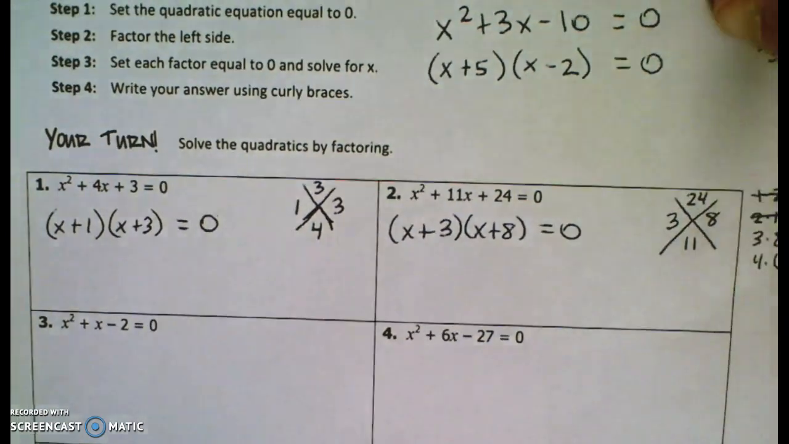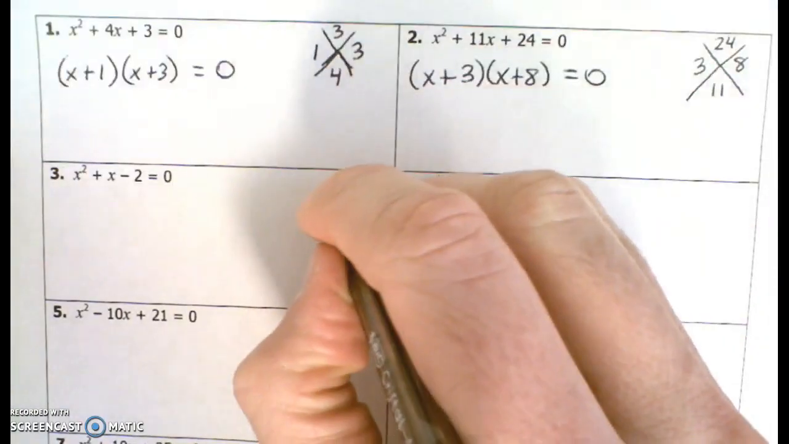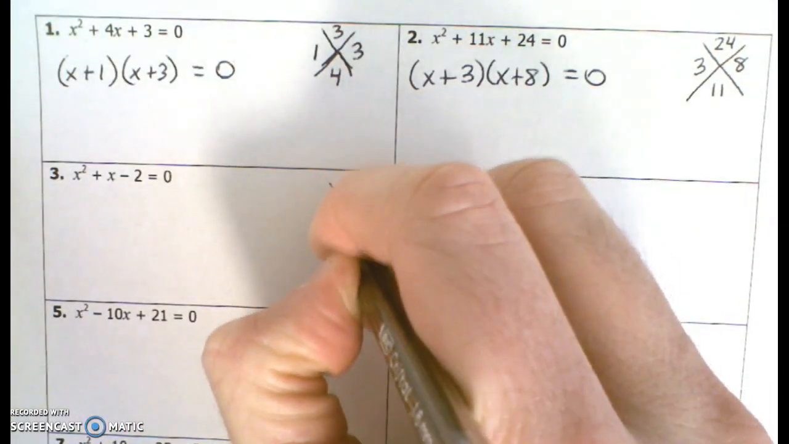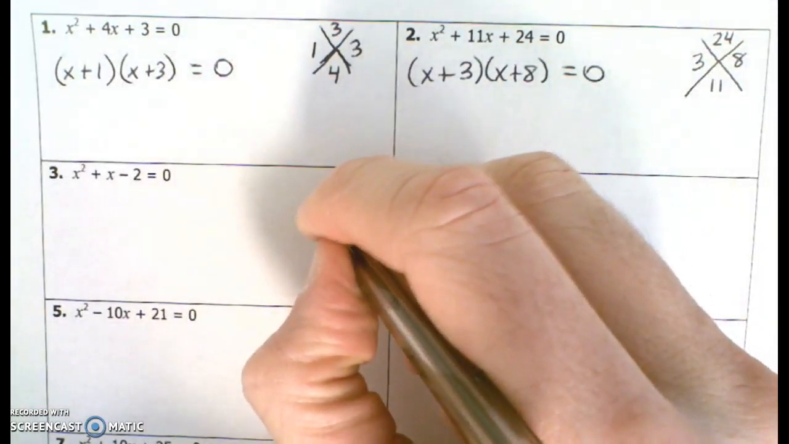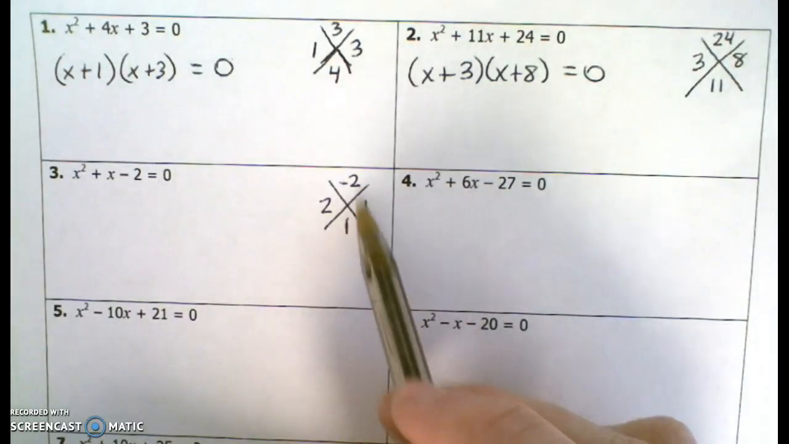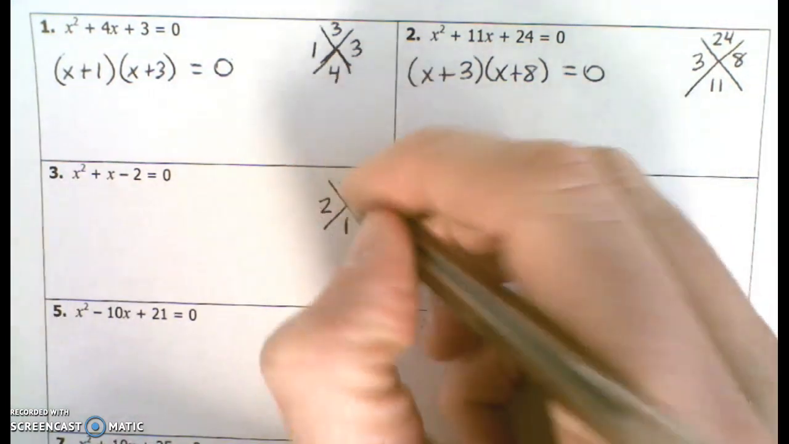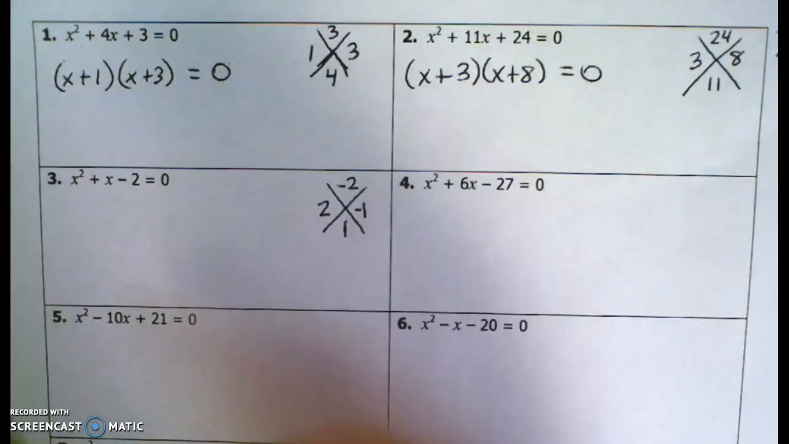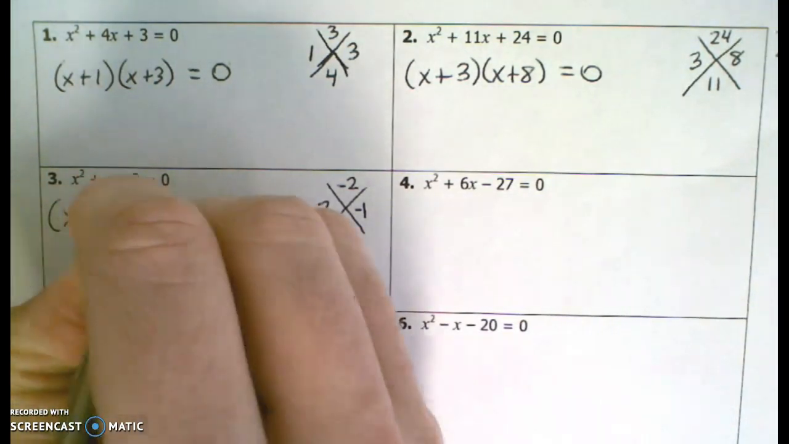Let's try another couple examples. So what numbers multiply to give me negative 2 and add to give me positive 1? The only numbers that multiply to give me 2 are 2 and 1, right? So it's 2 times 1. I need them to be negative when I multiply, and then when I add them, I need them to be positive. So that means that my smaller number should be negative, because when I add them, I want the answer to be positive. So there are my factors. I've got x plus 2 and x minus 1.